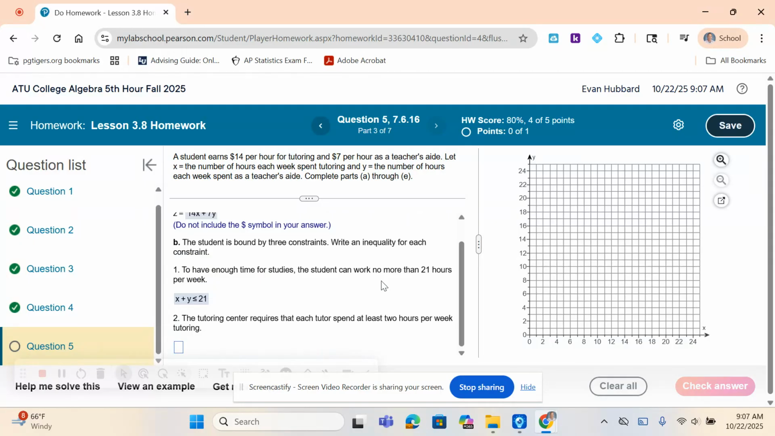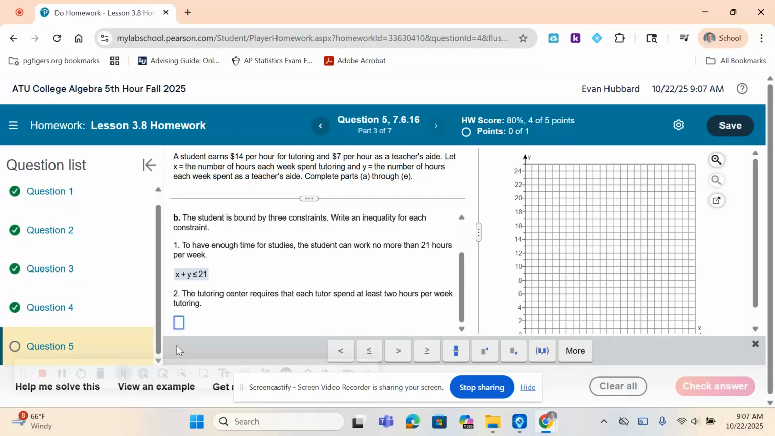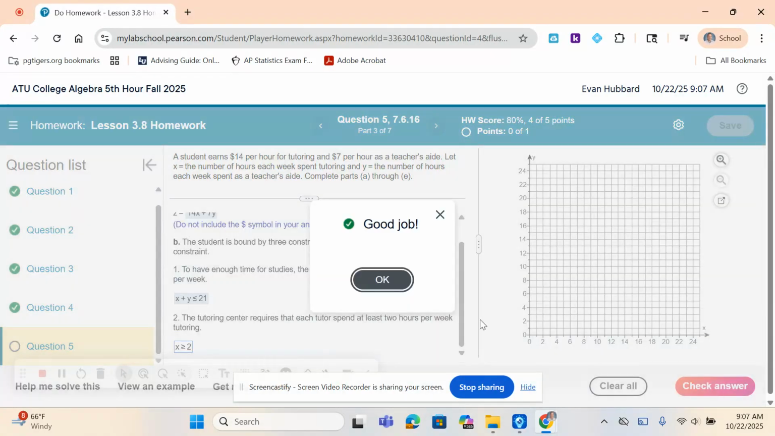Next, the tutoring center requires each tutor to spend at least 2 hours per week tutoring. What that means is your x has to be greater than or equal to 2, because you have to do at least 2 hours a week.